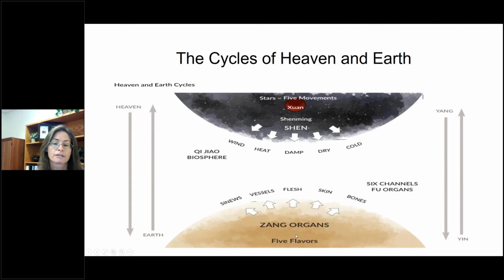The Zang organs relate to what we call the yin organs within our system. This is heart, spleen, lung, kidney, and liver. And here you can see how different tissues within our system relate to the different elements. So the sinews relate to wind, the vessels relate to heat, the flesh relates to the damp, the skin relates to the dry, and the bones relate to the cold.